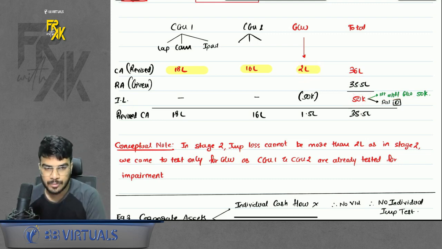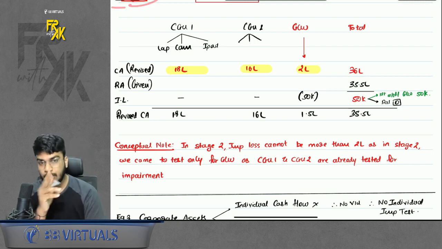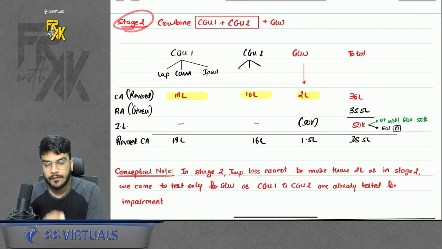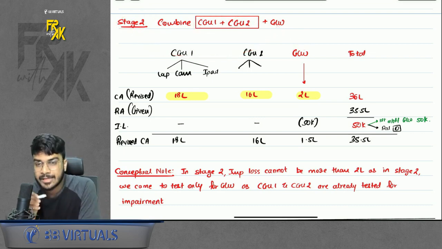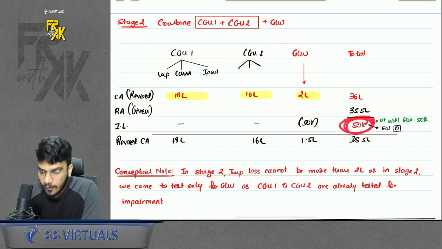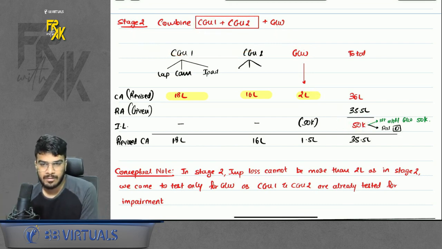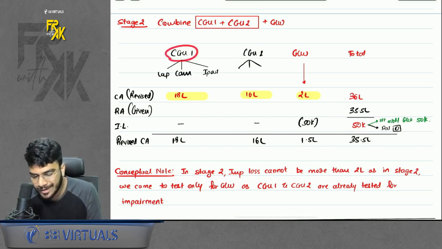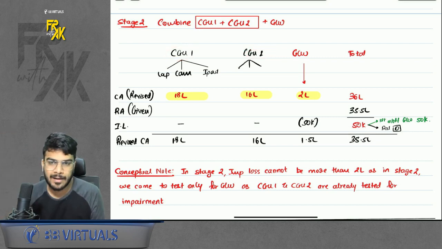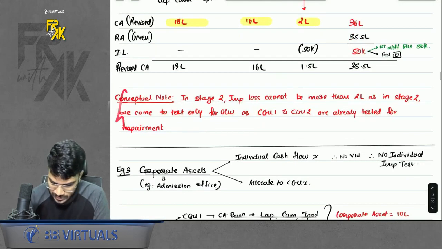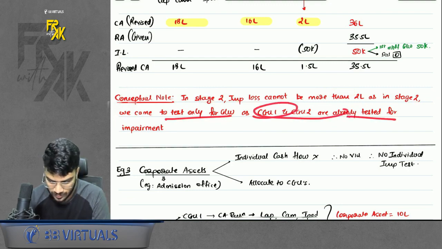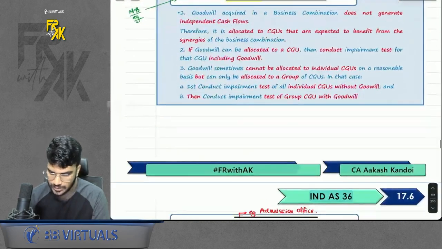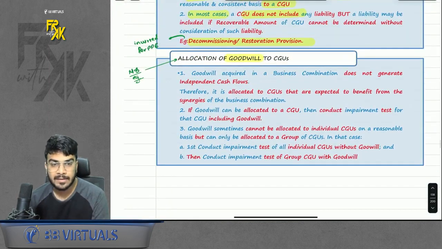Now let me give you one conceptual clarity. When you are doing the test in 2 stages, in stage 2, we are only here to test because of goodwill. These CGU1 and 2 are already tested in stage 1. So the loss, whatever you get, will not exceed the amount of goodwill. It cannot exceed the amount of goodwill. Why? Because you cannot allocate any further loss to 1 and 2. They have already been tested for impairment. So why will you allocate any further loss to them? Remember? Yes, sir. So it is written here also. In stage 2, impairment loss cannot be more than 2 lakhs, as in stage 2, we came only to test goodwill, as 1 and 2 are already tested for impairment. Simple. So this was the concept of goodwill. I have spent a lot of time in revising this point.